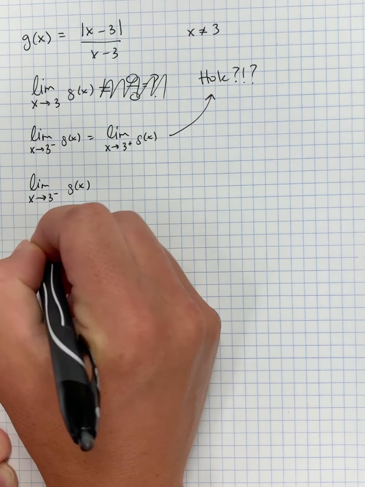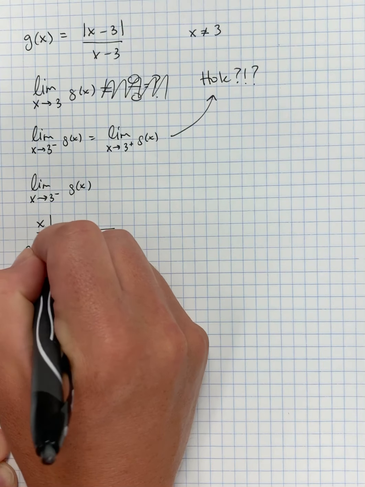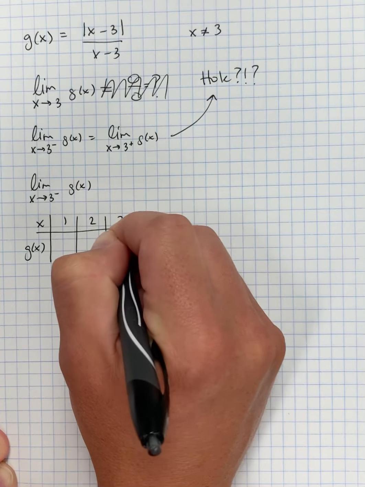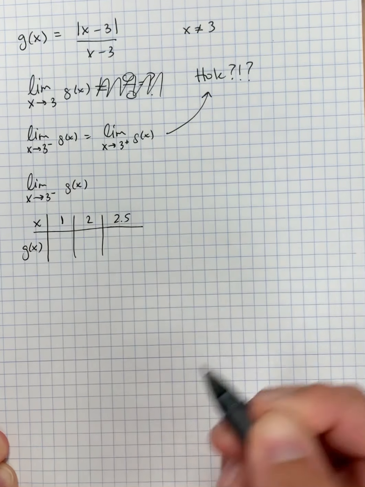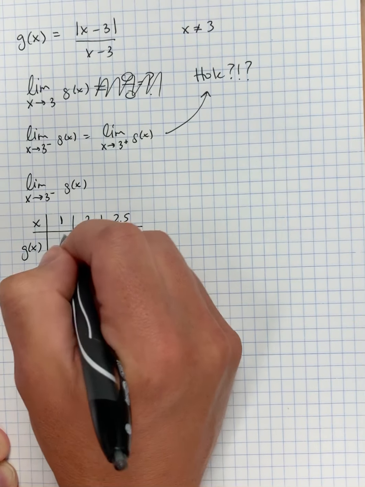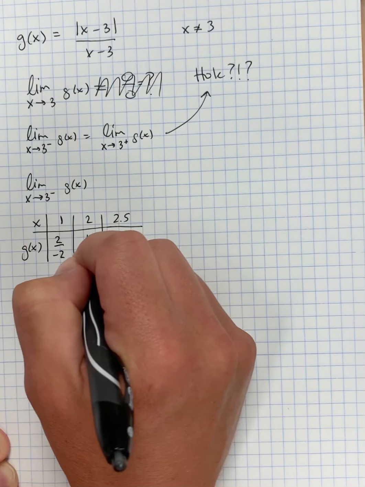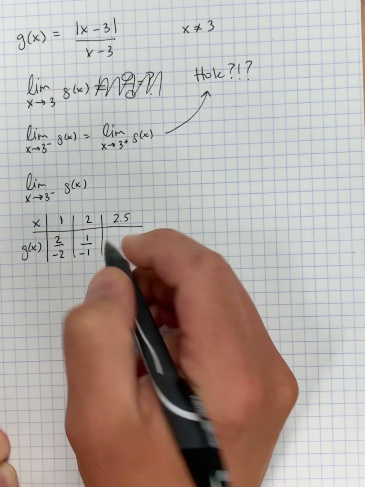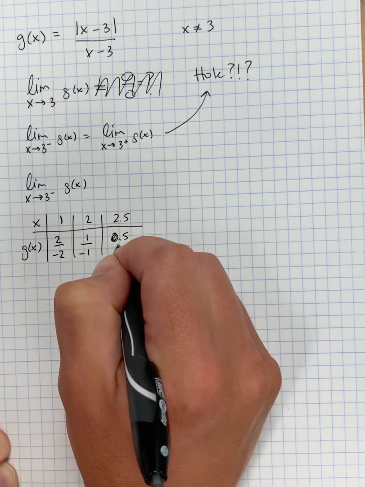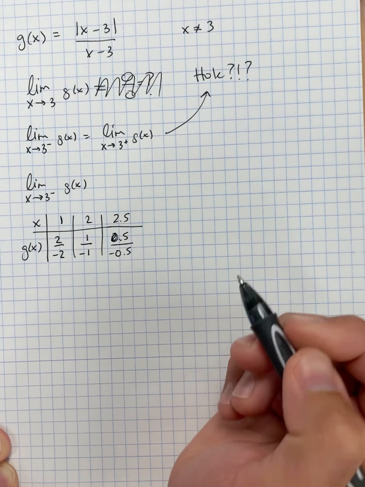As we approach 3 from the left, my x values and my g of x values, I'll use 1, 2, and 2.5. If I need to get closer to 3 from the left, I will. When I put 1 into this guy, I get 2 over negative 2. When I put 2 in, I get 1 over negative 1. When I put 2.5 in, I get 0.5 over negative 0.5. Well, that's an interesting result.